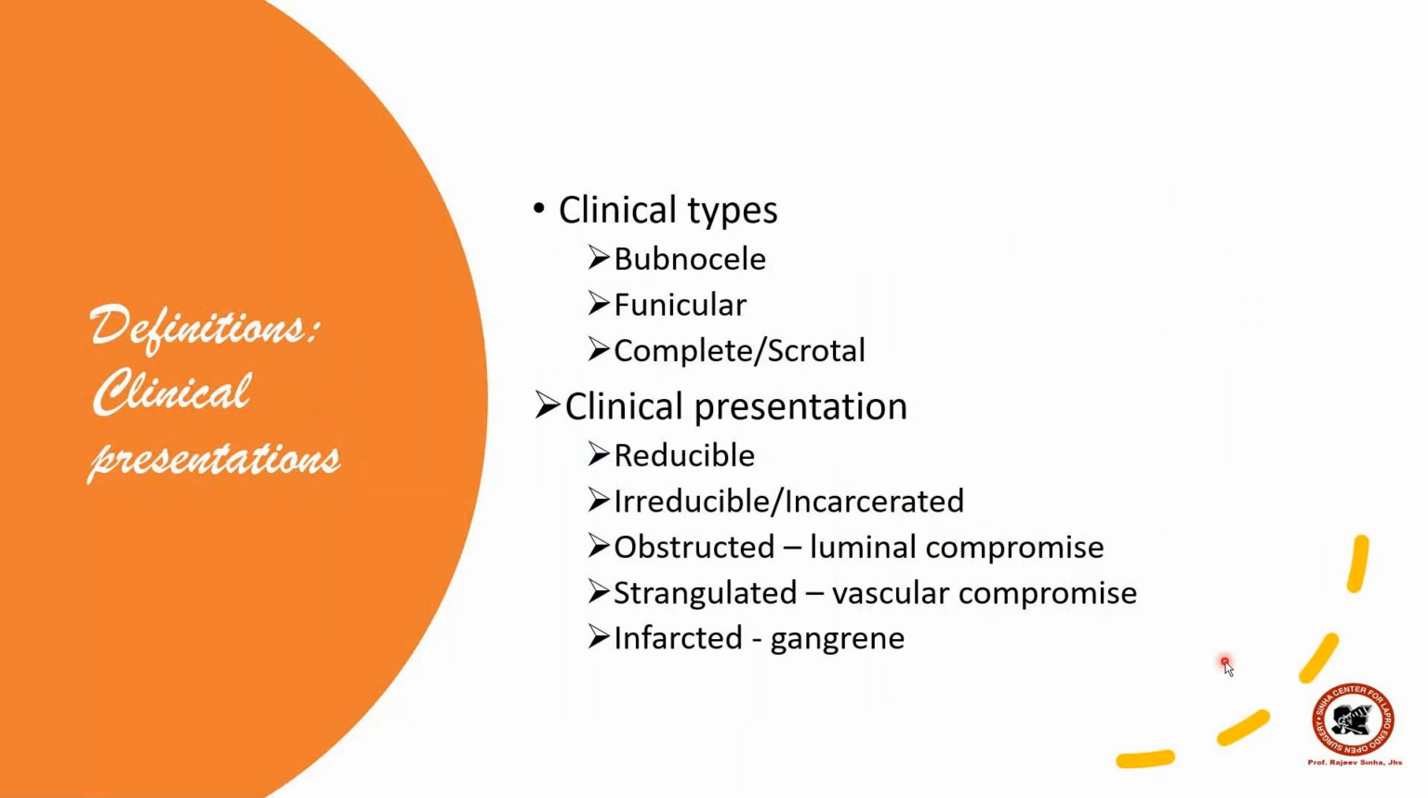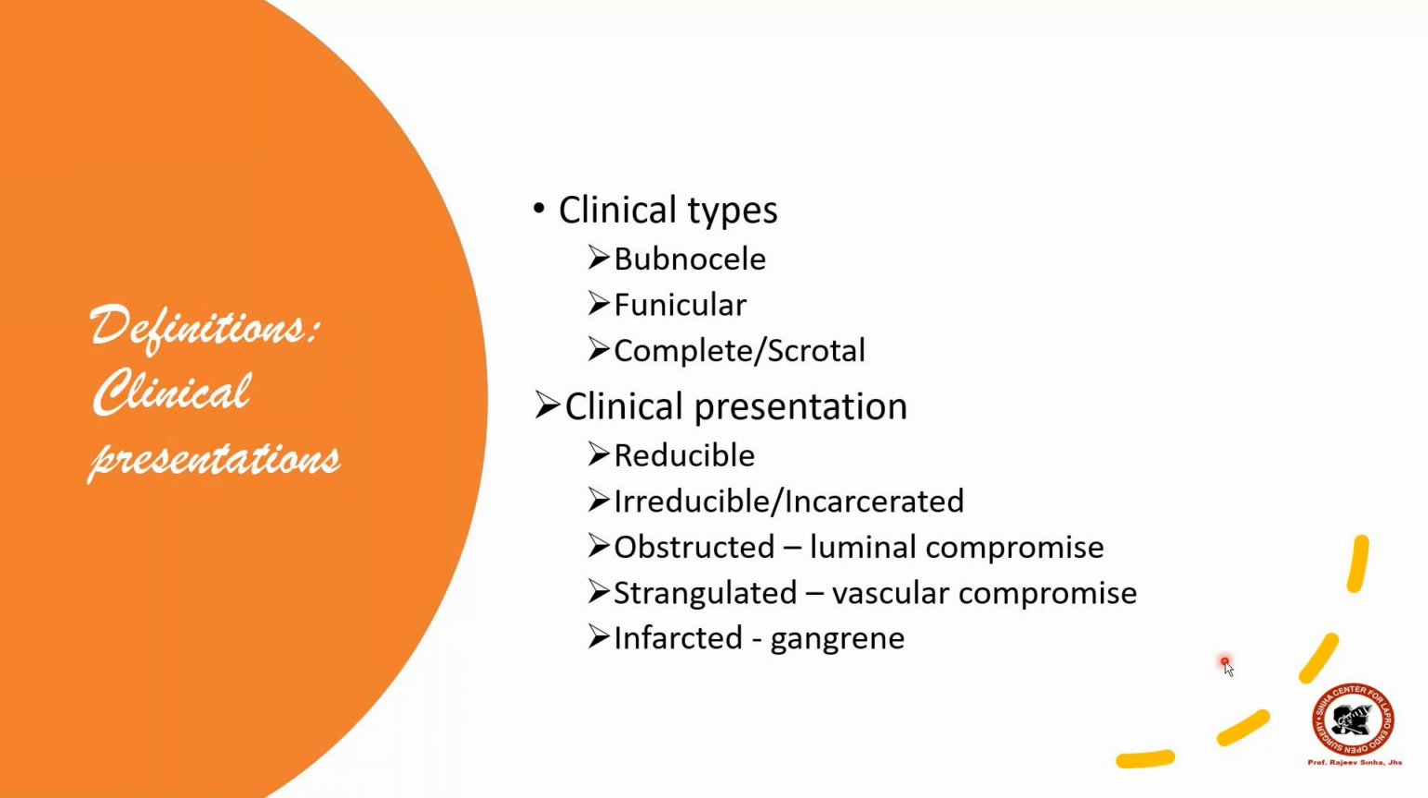Coming to definitions and clinical presentation, I think we talked about this last time. Bubonocele, funicular, and complete are the clinical types of any hernia. In a bubonocele, the hernia is still inside the inguinal canal. A funicular hernia has come up to the neck of the scrotum, and a complete or scrotal hernia has descended right up to the base of the scrotum.